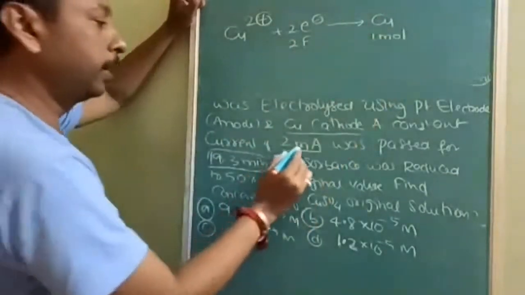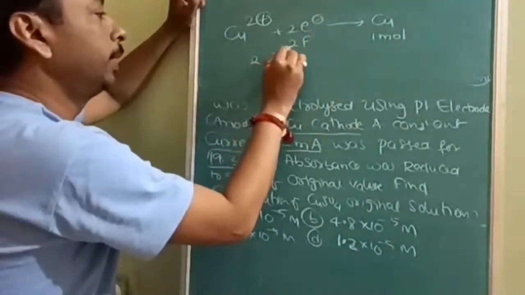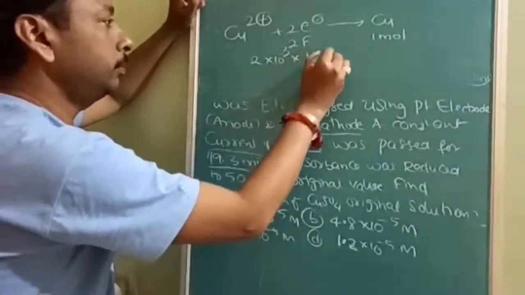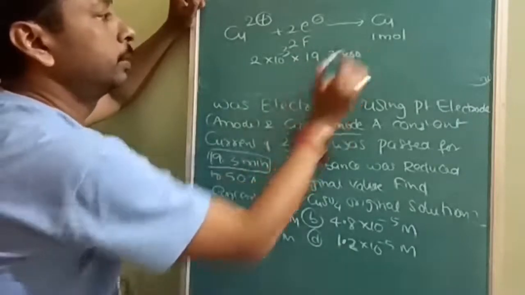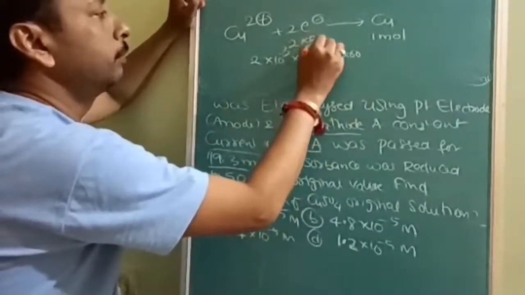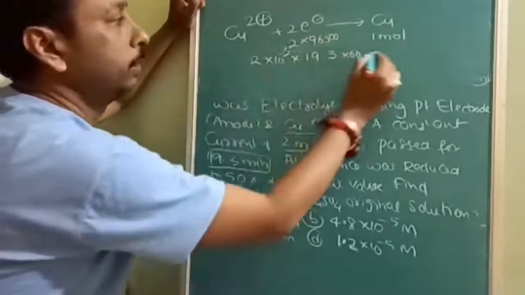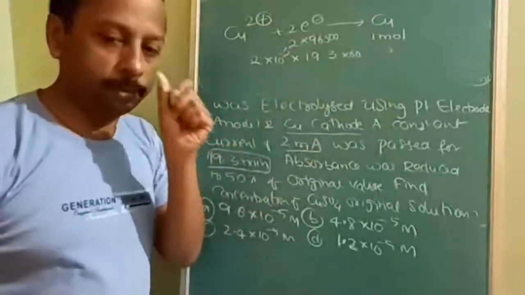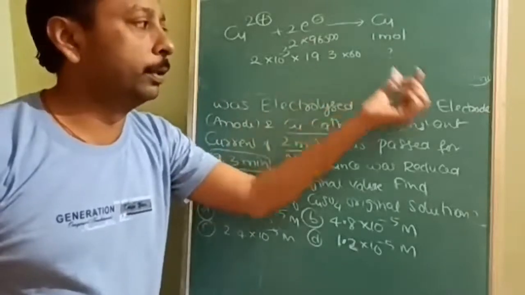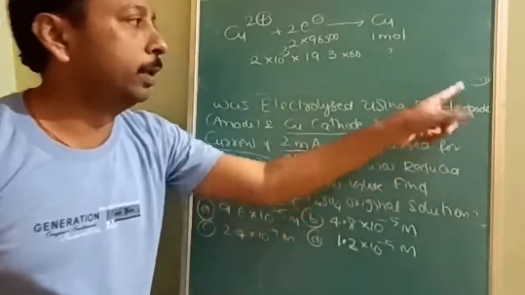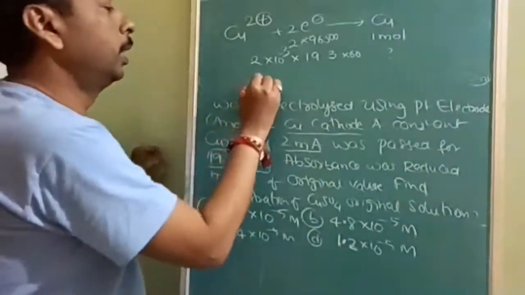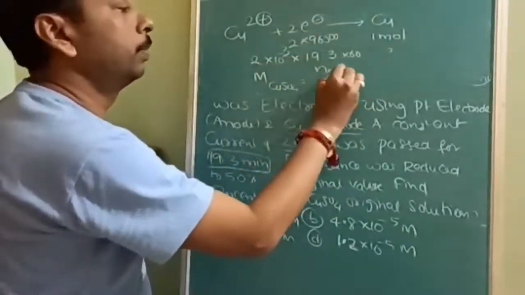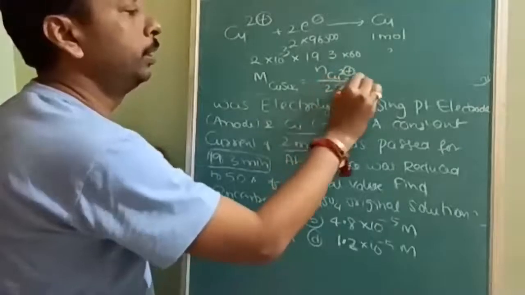How many Faraday have we given? 2 into 10 to the power of minus 3 amperes, and the time is 19.3 minutes into 60 seconds. Dividing by 96500 converts this into Faraday, so you will know the number of moles of copper. The volume was given as 250 ml, so the molarity of copper sulfate is the moles of copper 2+ divided by 250 into 1000.